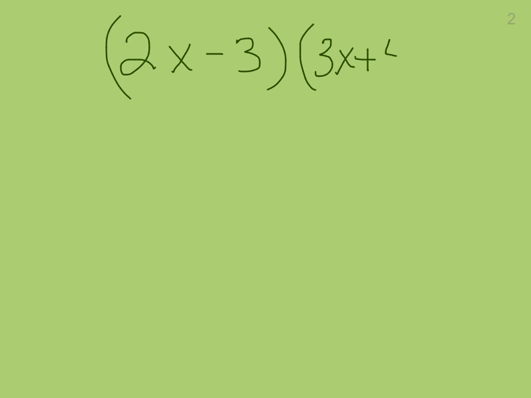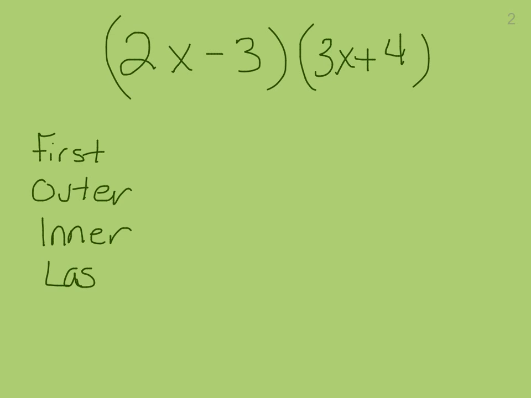Okay, so remember that FOIL stands for first, outer, inner, and last. And so for first, what we mean is the first term in each parentheses. So we multiply 2x times 3x first, and that gives us 6x squared. And then outer are the terms that are on the outer edge of each parenthesis, so that's 2x times 4, which would be 8x.